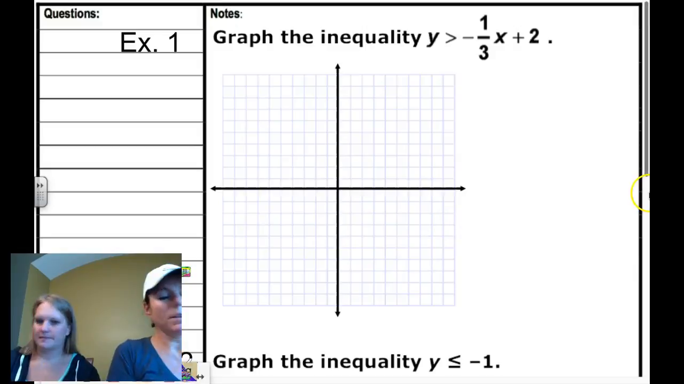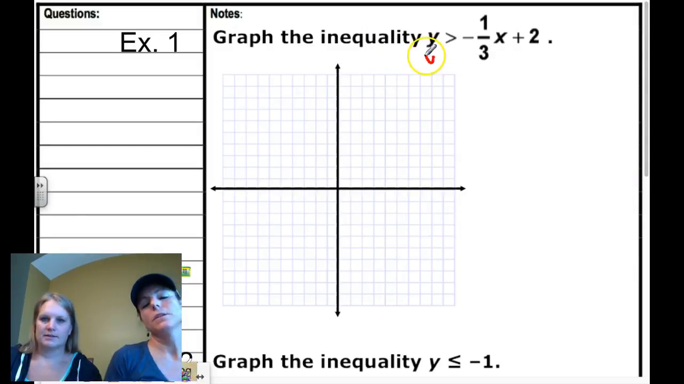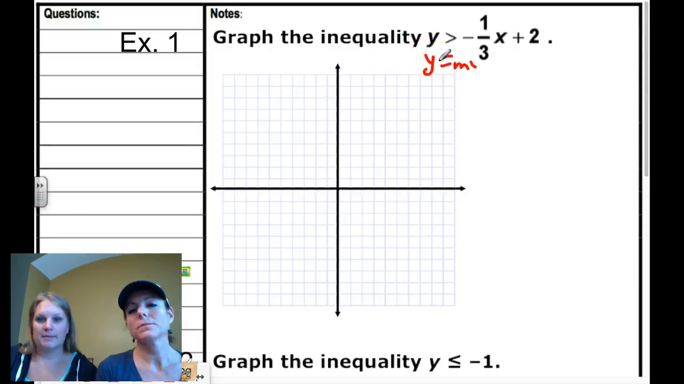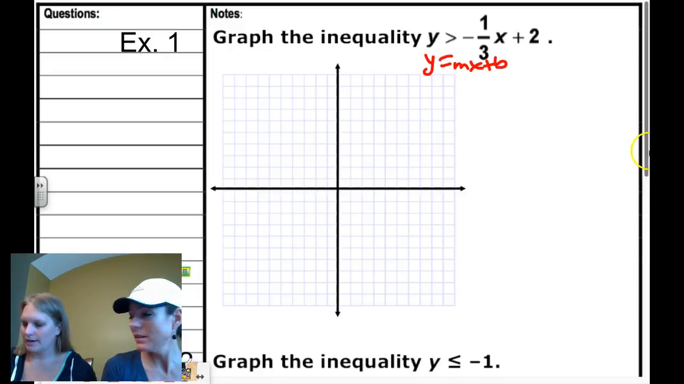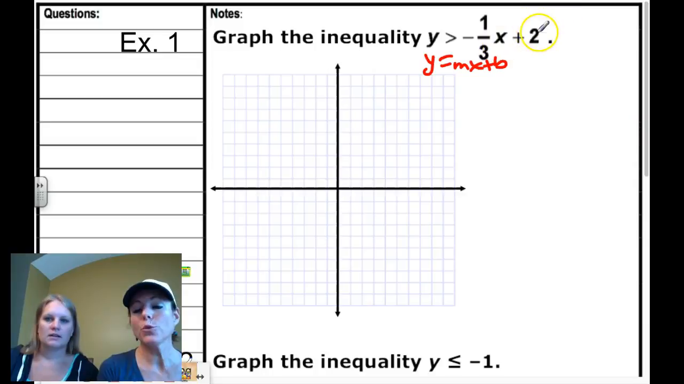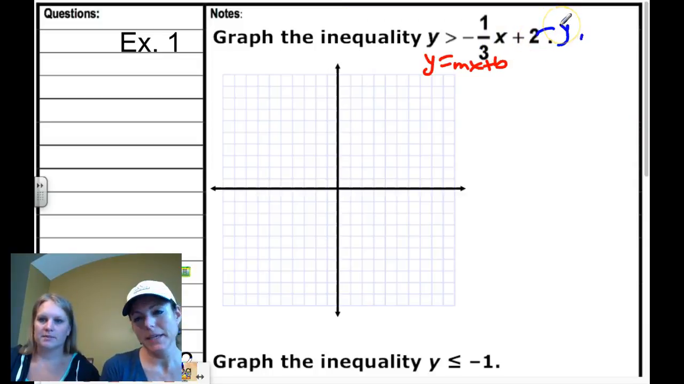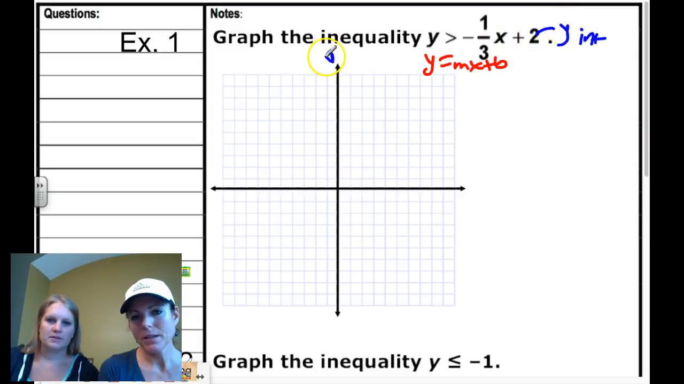Example 1: graph the inequality. It's in y = mx + b form, so we're good there and we can graph the line. What do we do first? Here's our y-intercept; we'll always start with that. Here's our y, here's our x. Our y-intercept is at 2, so I'm going to go up 2 on the y-axis.